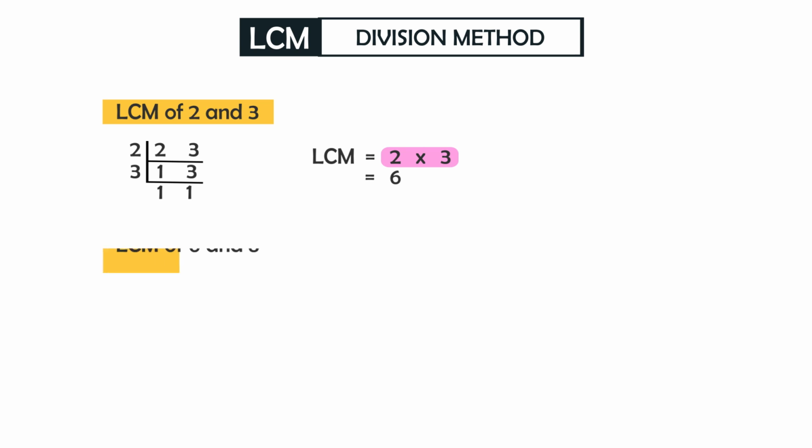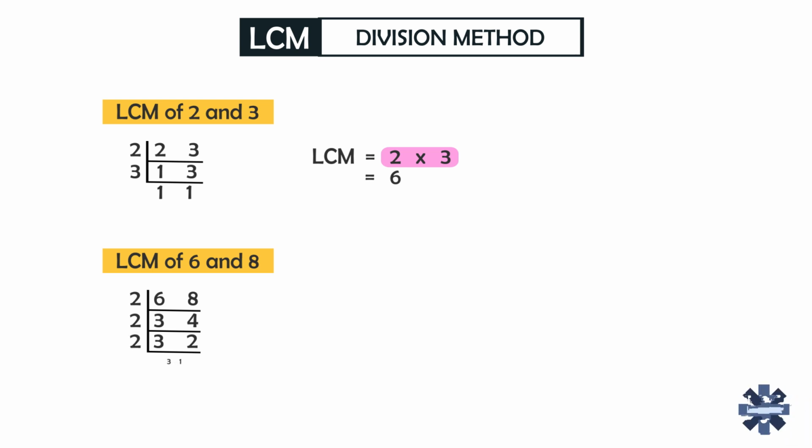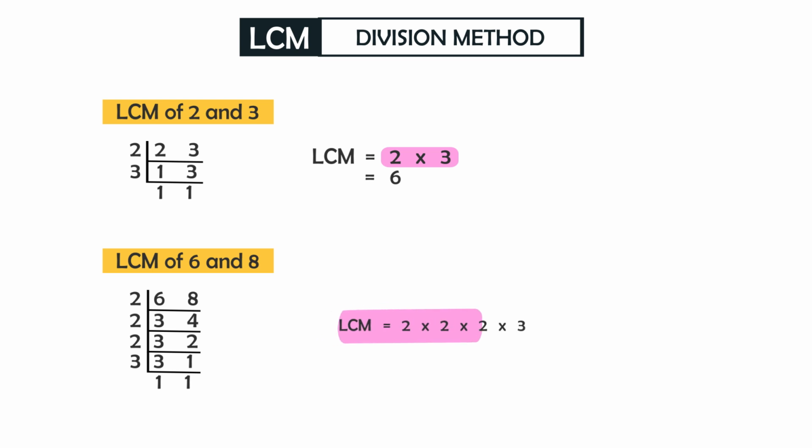Now let's find the LCM of 6 and 8. 6 and 8 divided by 2 is 3 and 4. Then 4 can be divided by 2 again. So 4 divided by 2 is 2. Then again 2 can be divided by 2. So it's 1. Then we have to divide 3 by 3. Then we can have 1 and 1 finally. So the LCM of 6 and 8 is 2 times 2 times 2 times 3, which is 24.